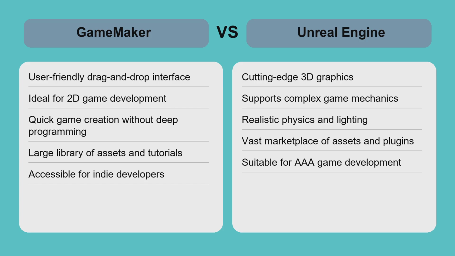Unreal Engine, by contrast, is built for large-scale, visually stunning 3D games. It demands more technical expertise and resources, but rewards with unmatched graphical fidelity and complex system support. For example, a casual platformer is best built in GameMaker, while a realistic first-person shooter or VR experience benefits from Unreal's capabilities. Choosing between them depends on your project scope, team size, and technical comfort.